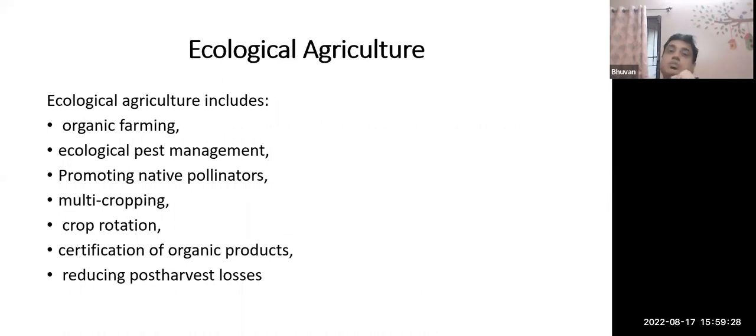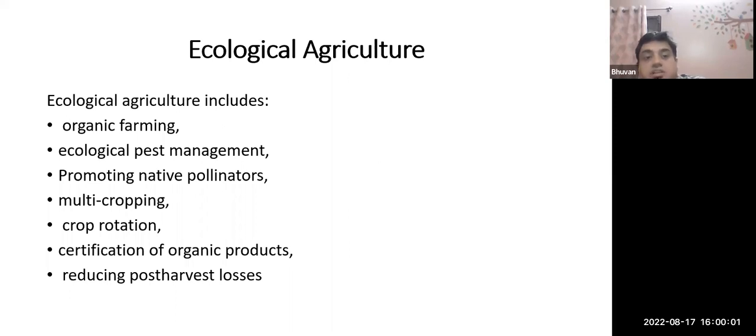Here we will talk about the concept of ecological agriculture. Ecological agriculture basically includes organic farming, in which chemical-based pesticides and chemical-based fertilizers are not used. Instead of that, farmyard manure or cow dung manure and natural pest controllers are employed instead of chemical-based pesticides.